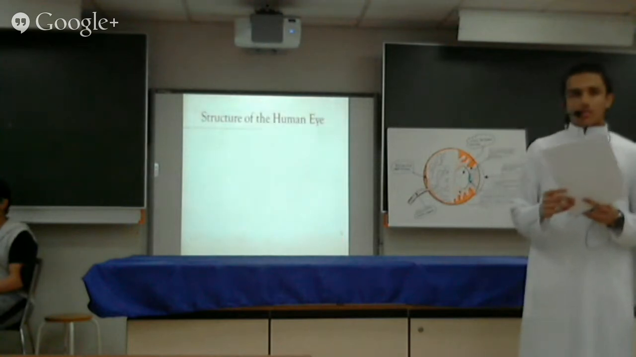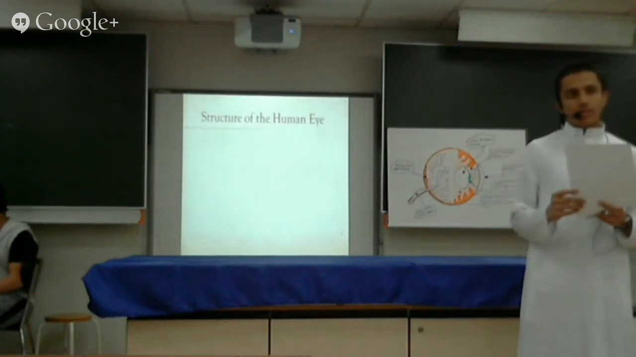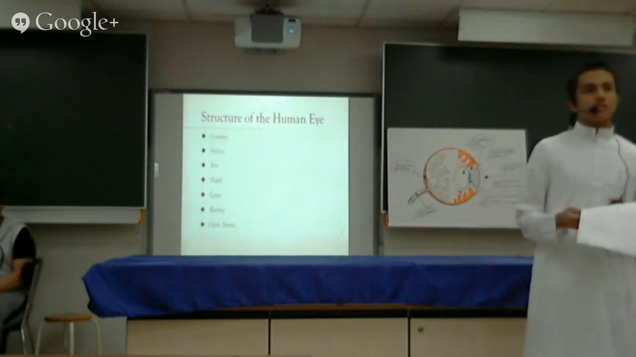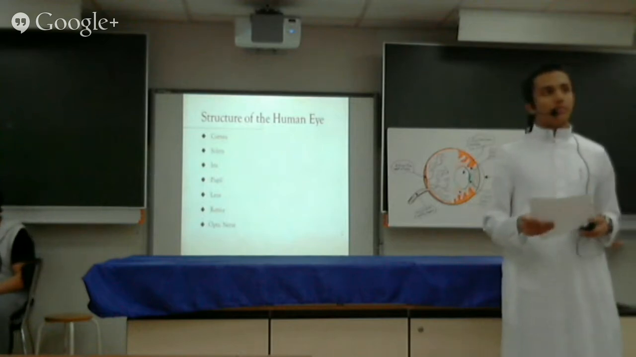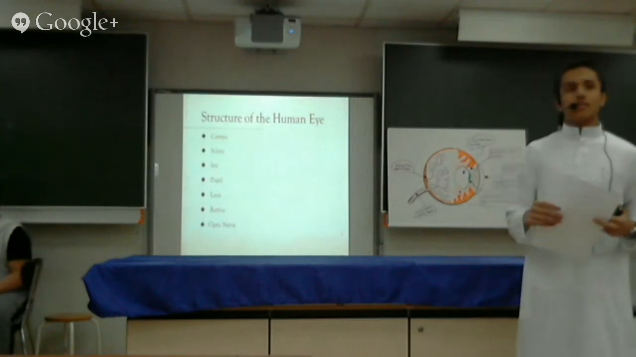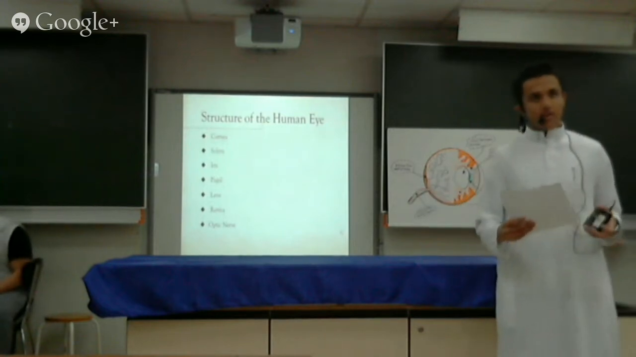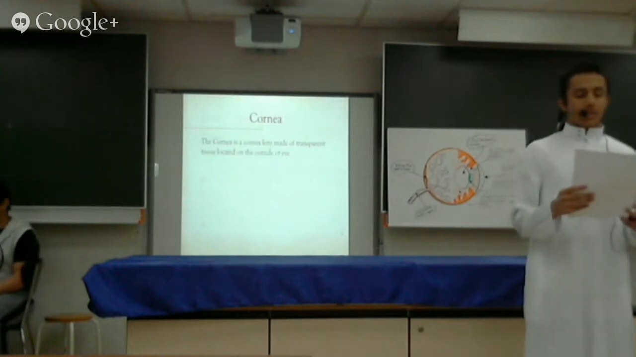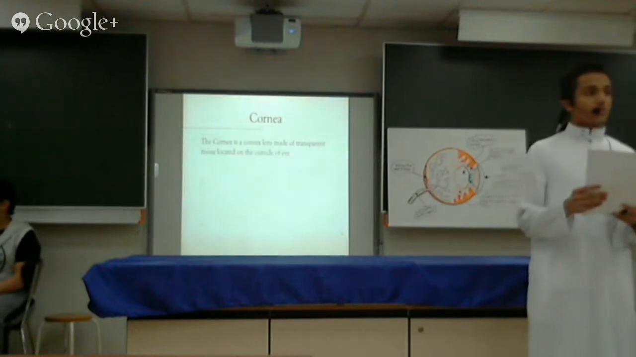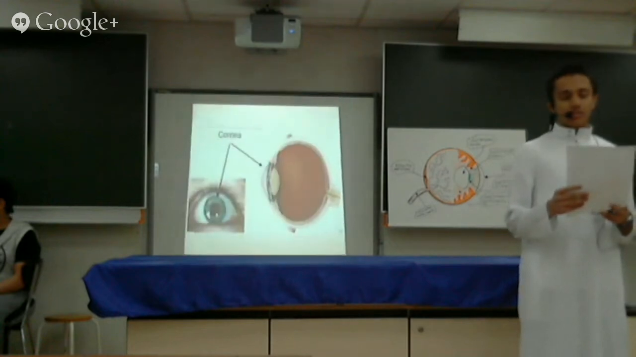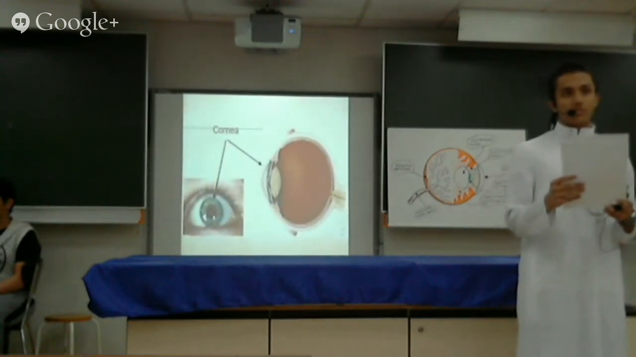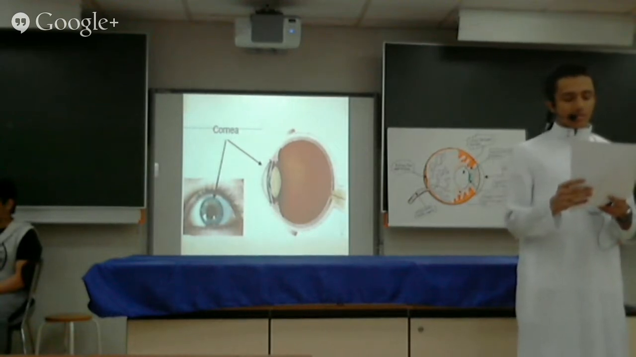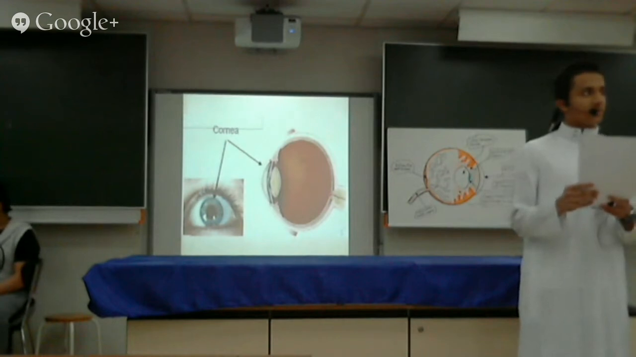The structure of the human eye. It is divided into many parts. The main parts of them are the cornea, sclera, iris, pupil, lens, retina, and optic nerve. First of all, the cornea. The cornea is a convex lens made of transparent tissue located on the outside of the eye. It is the clear dome shaped surface that covers the front of the eye. Most of the change in direction of light rays occurs at the cornea. Some vision problems are corrected by changing the cornea's shape.